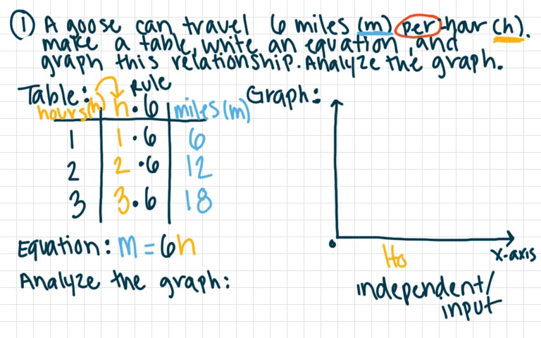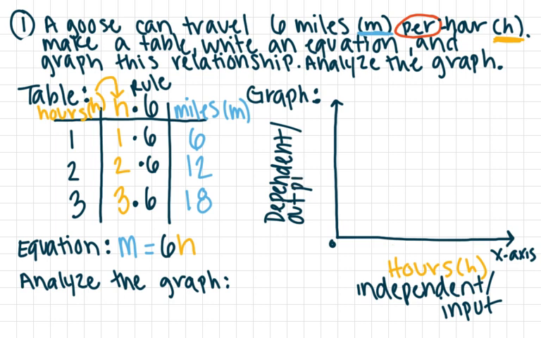So the hours, I need to scoot that down a little bit because I have to put my numbers. These are our hours, H. And then our y-axis is our outcome or our output, our answers, our results. That's going to be over here on our y-axis. So the dependent quantity, or the output, is over here on our y-axis, okay? And that is going to be labeled miles. Again, I need to scoot that back a little bit so I have room for my numbers. You have to put those labels on your graphs.